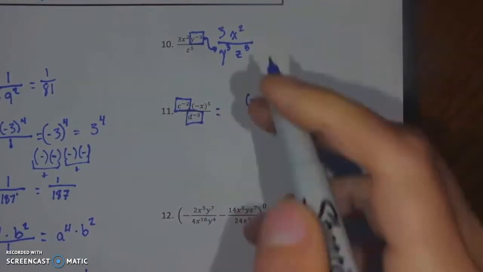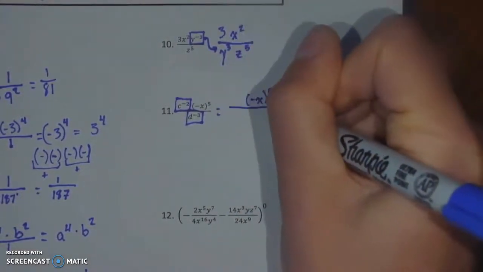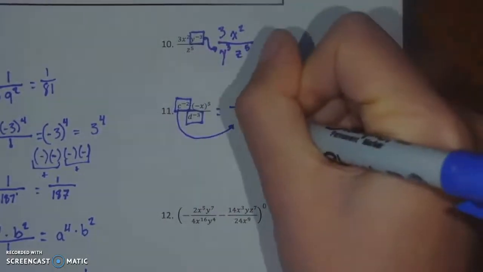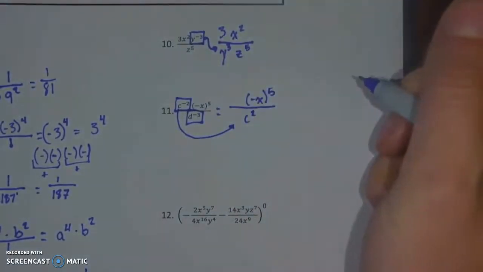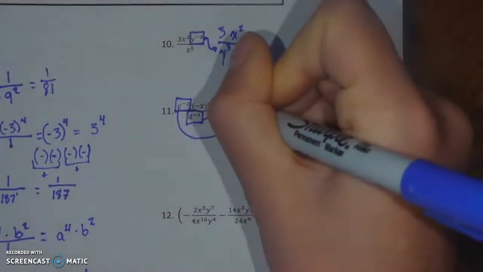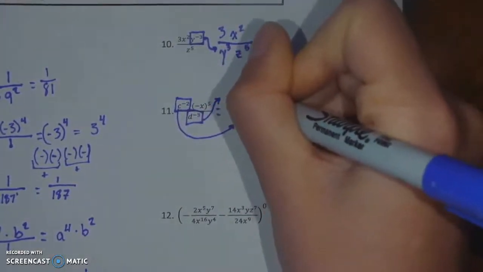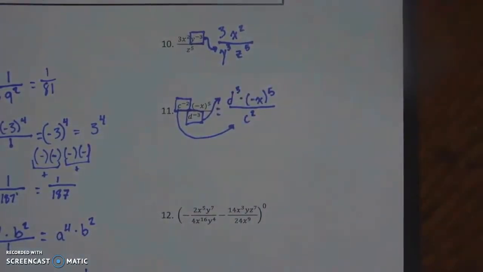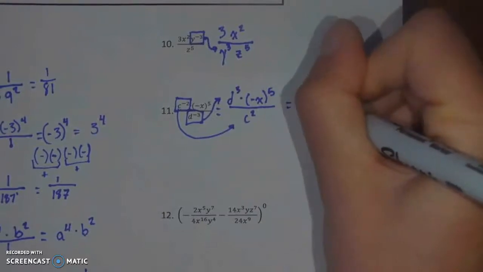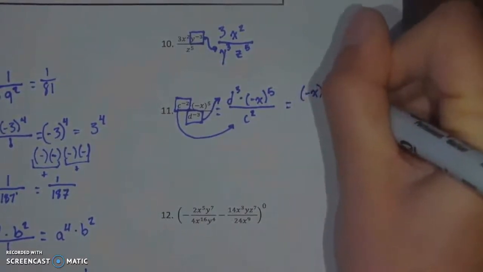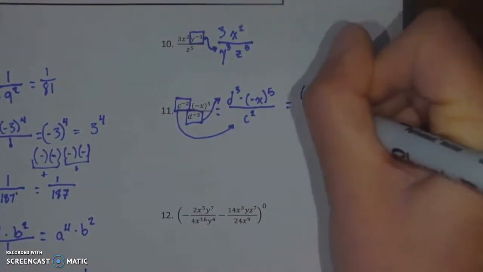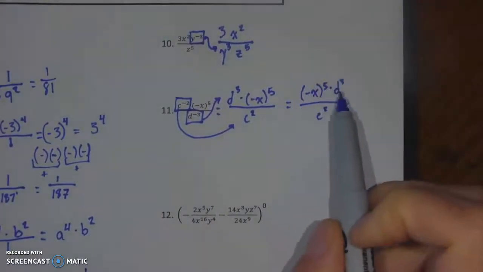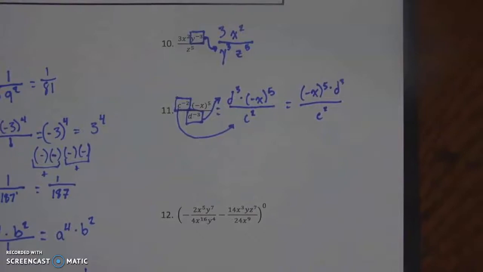Now, my c to the negative second moves to the bottom and becomes c to the second, a positive 2. And my d to the negative third will move to the top and become d to the third. So this is what I end up with as my final answer. Perhaps you, working ahead, ended up with negative x to the 5th times d to the 3rd over c squared. So it's the same thing, just the top flip-flopped. That's okay, because we're allowed to multiply in any order that we want.